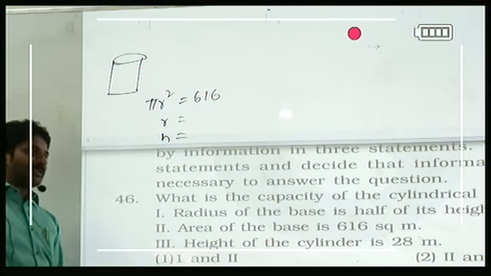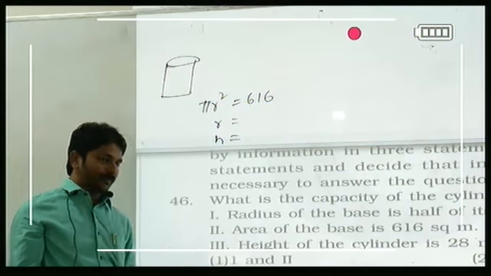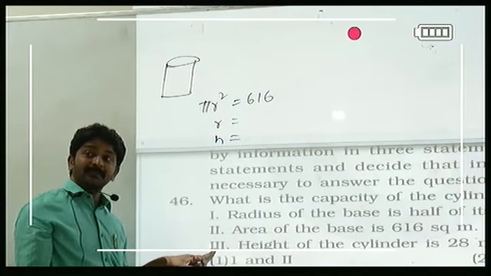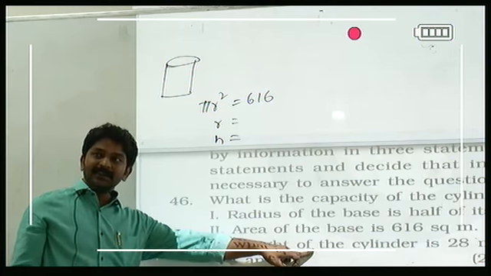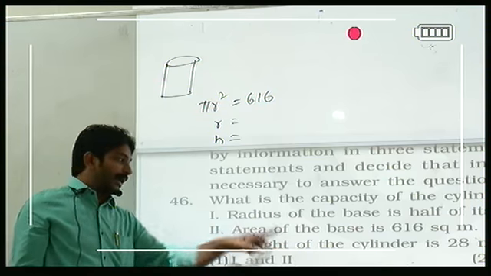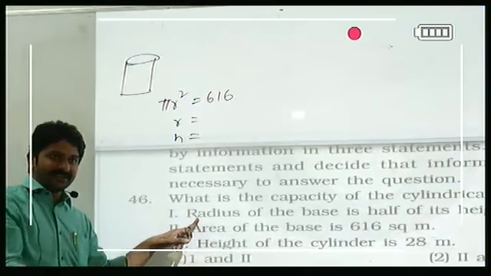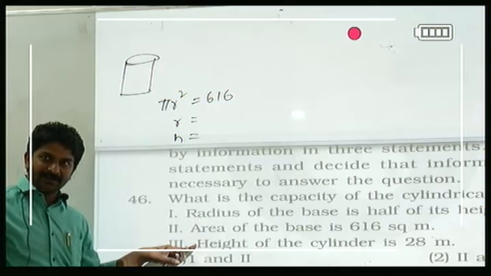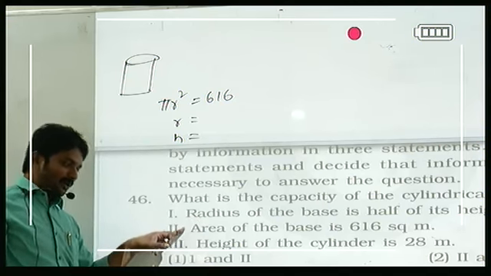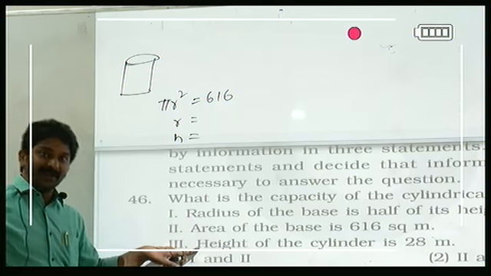Next. The height of the cylinder is 28 meters. Using only 3, will you get the answer? Using 1 and 3? Yes, because you have the height in the third option, and the comparison between radius and height is there in the first option. So with the first and third, will you get height and radius as separate values? Yes. 1 and 3 will give you the answer.